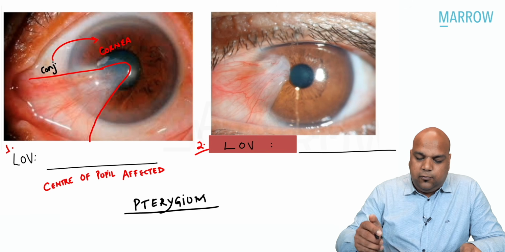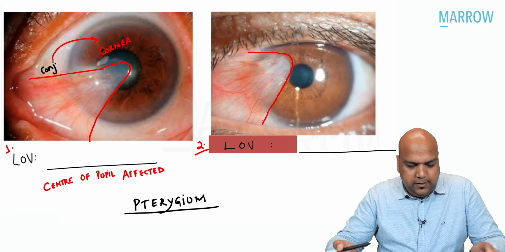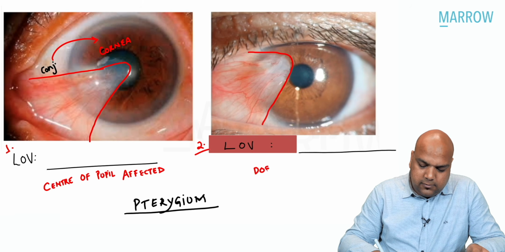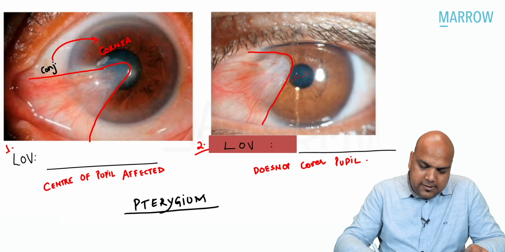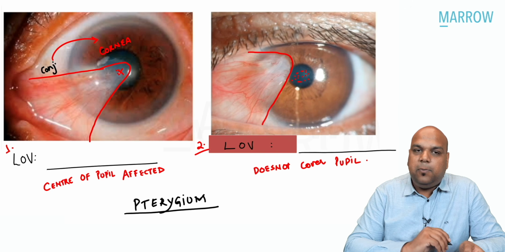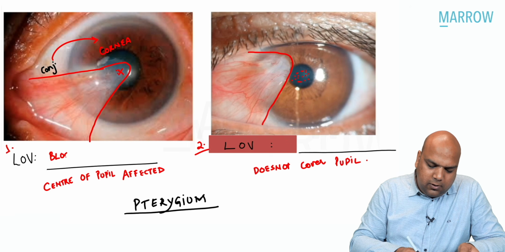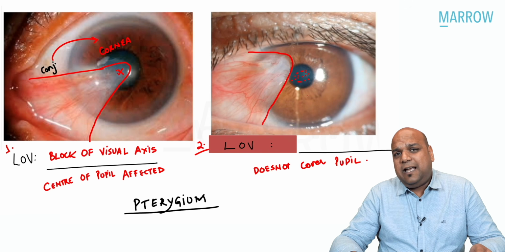But in photograph 2, we see it is a smallish pterygium. By no means is it small, but smallish compared to number 1. It does not cover the pupil. So if it does not cover the pupil in number 2, that means light can go through the center easily. There is no blockage. But here light cannot go. Light has been blocked. So the loss of vision here is due to block of the visual axis. As simple as that. But in image 2, there is no block of the visual axis. Light can go inside through the pupil.